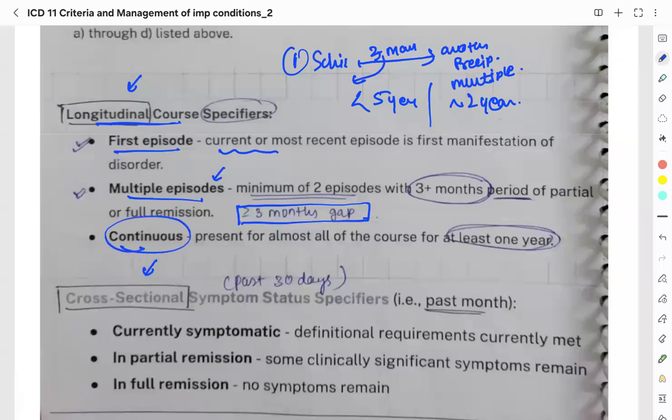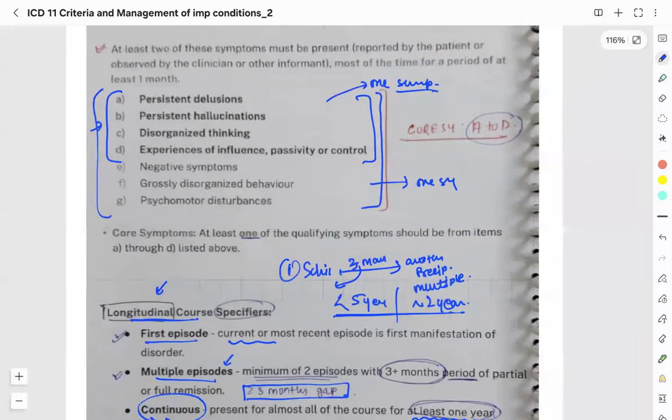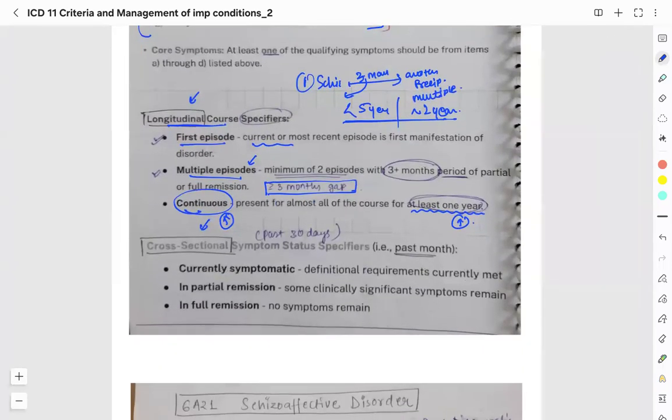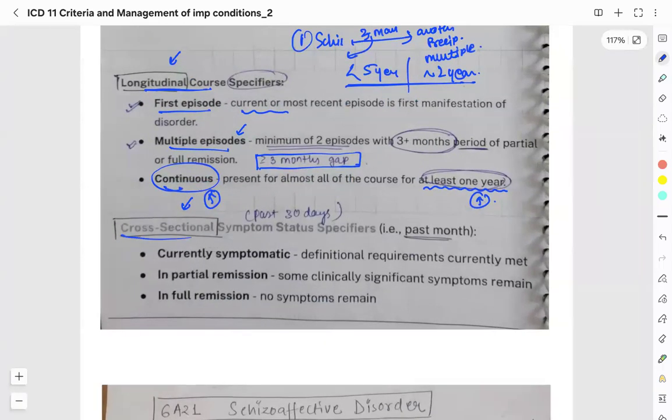So when do we say it is continuous? These are the guidelines from different books. In ICD-11, it says if the symptoms have persisted for at least 1 year, then that is when we say schizophrenia. So how do we write the diagnosis here? We say schizophrenia, first episode, currently symptomatic. Let's just complete the cross sectional course as well, and then we will write the diagnosis.